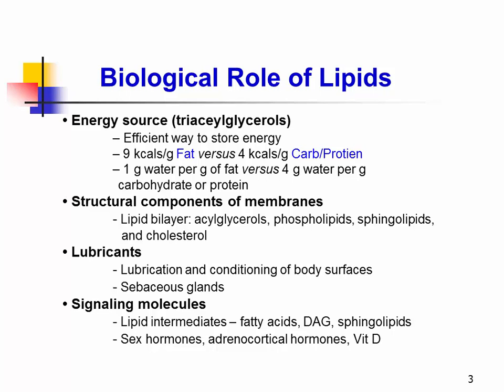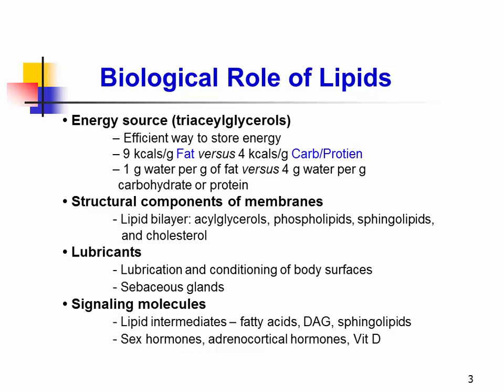And the second important role of lipids is as a structural component of membranes. The cell membrane and intracellular organelle membranes all consist of phospholipids, right? So lipids are also important structural components of biological membranes. And lubricant. We need lipids for conditioning the body cell surface, or something like this.